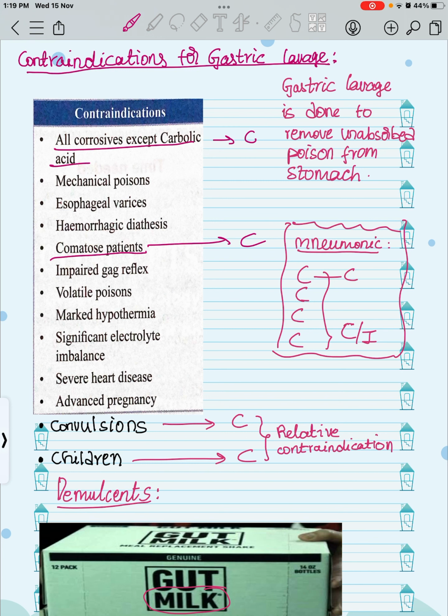What is meant by gastric lavage? Gastric lavage is done to remove unabsorbed poison from the stomach. These are other contraindications, which are mechanical poisons, esophageal varices, hemorrhagic diathesis. But the main important contraindications can be remembered by 4 C's. Those are all corrosives except carbolic acid, comatose patients, convulsions, and children.